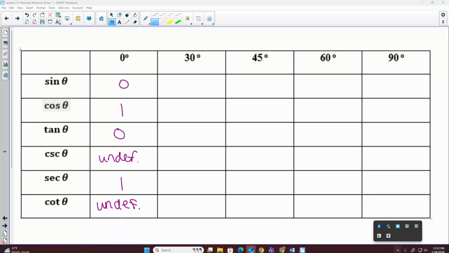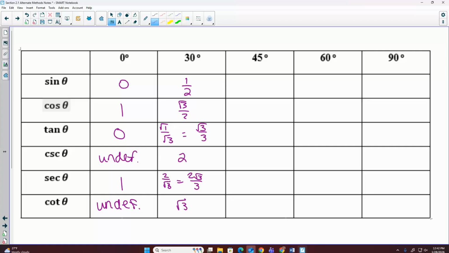So sine, square root of 1 over 2 is a half. Cosine, square root of the bottom, so radical 3 over 2. Tangent, square root of the top over square root of the bottom, radical 1 over radical 3, turns into radical 3 over 3. Cosecant, reciprocal of sine, is 2. Secant, reciprocal of cosine, is 2 over the square root of 3, or 2 radical 3 over 3. Cotangent, reciprocal of tangent, radical 3 over 1, or radical 3. Did we get our 30s?